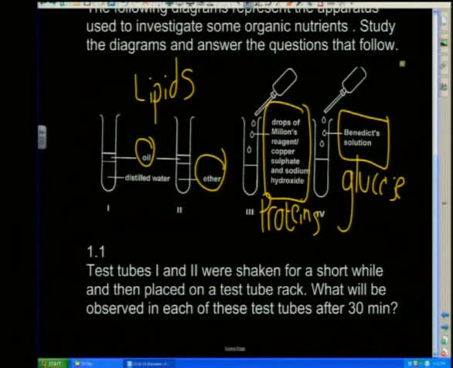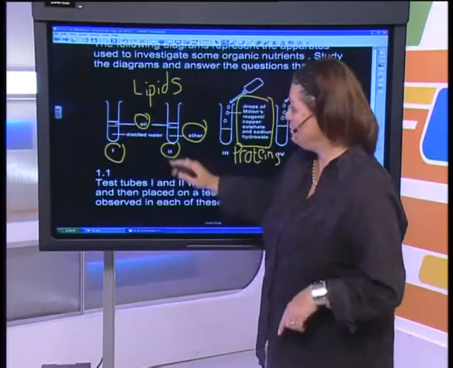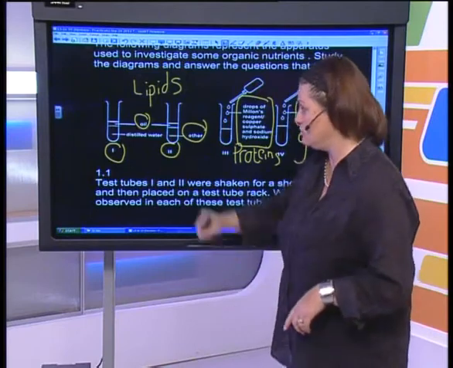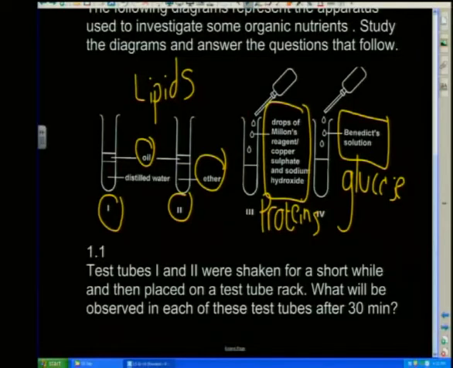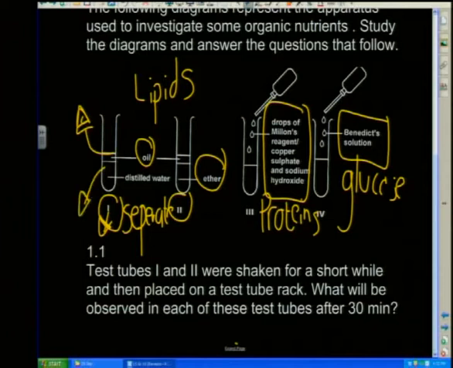So if we go down, have a look over here. Test tubes 1 and 2 were shaken for a short while, and then replaced on a test tube rack. What will be observed after each time? We've just done the food test. What do we know about oil and water? Test tube 1, what will happen? They will separate. There's the word that I want. What happens to the oil? The oil will be on top and the water will be at the bottom.